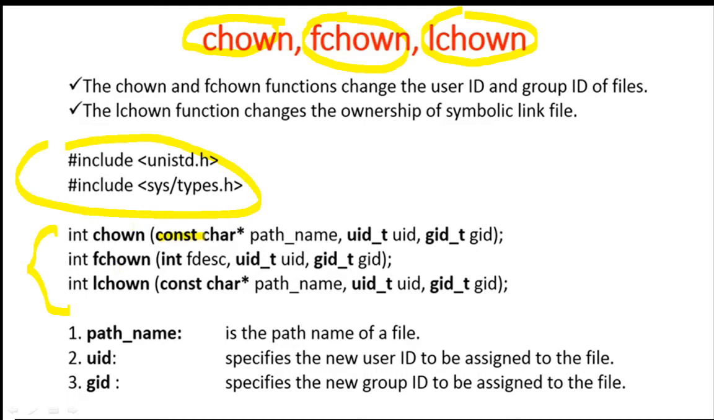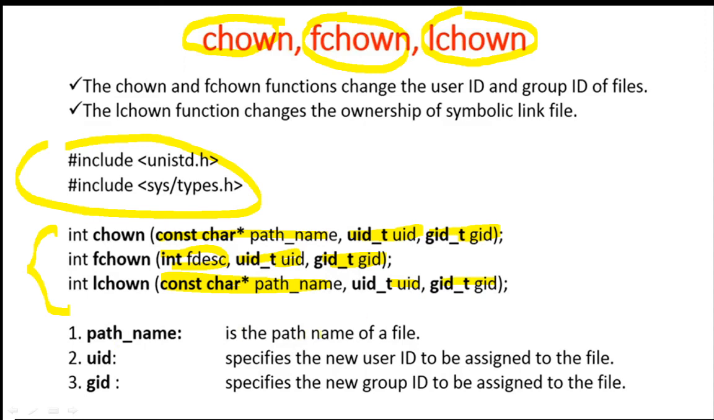chown takes a constant character path name. I am going to pass the user ID and the group ID. You are just going to change the ownership here. In fchown you are going to pass the file descriptor as a parameter, then the user ID, and then the group ID. Then in lchown, you are going to pass the linked files, and for that you pass the user ID and the group ID.